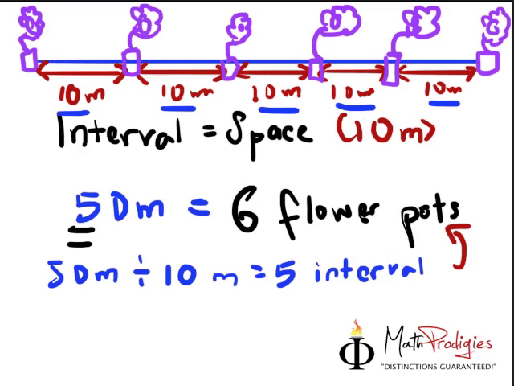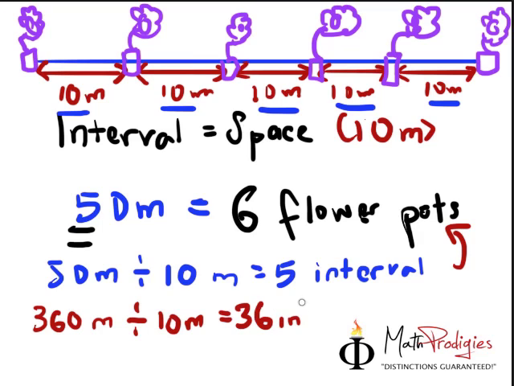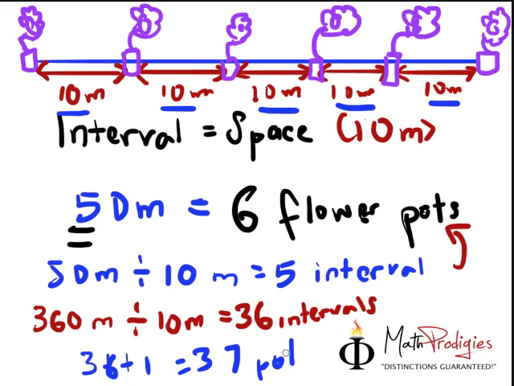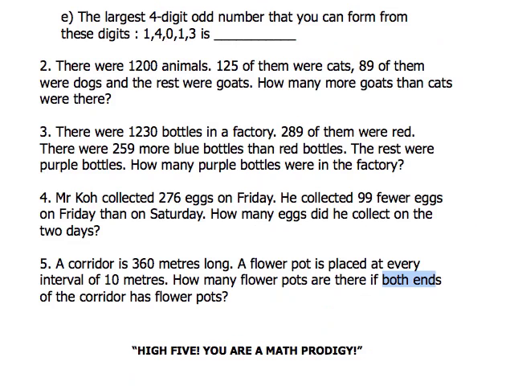Now, how many intervals are there in our question? Our question says 360 meters. We have to divide by how many again? What's the interval space? 10 meters. Good job. Then you will get 36 intervals. So how many flower pots should we have? We should have 36 plus 1. Therefore, the answer is 36 plus 1, which gives me 37 pots. That's how you do this question, and trust me, a lot of people will get this question wrong. But you know how to do it now, and that becomes very simple. There are 37 flower pots in the corridor.